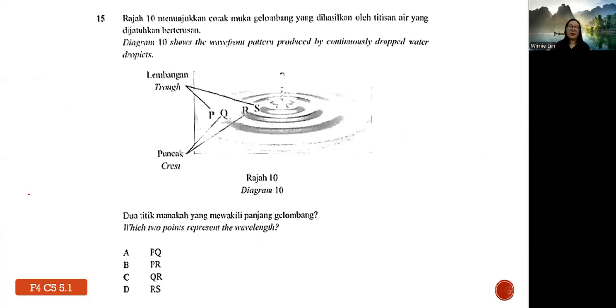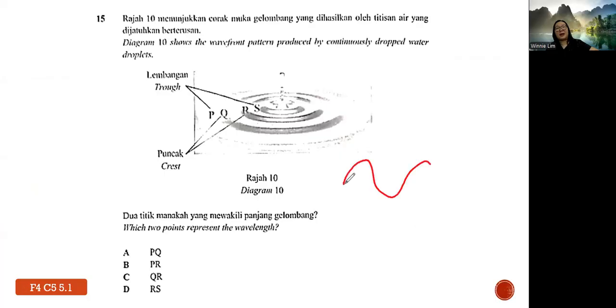Okay, number 15 is under the wave topic. Diagram 10 shows the wave pattern produced by continuously dropped water droplets. Which two points represent the wavelength? So firstly, you all need to know what wavelength is.